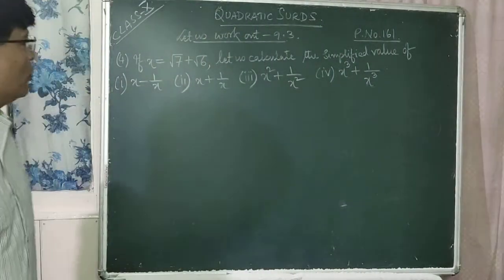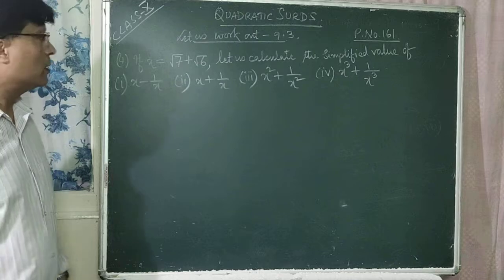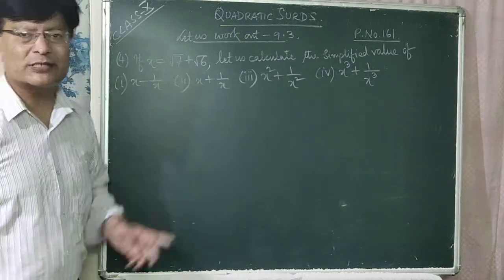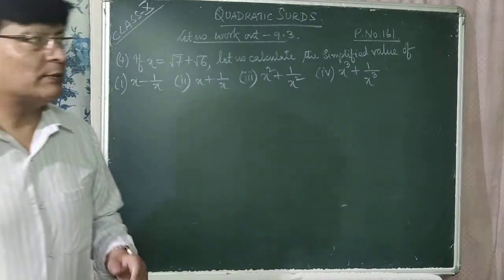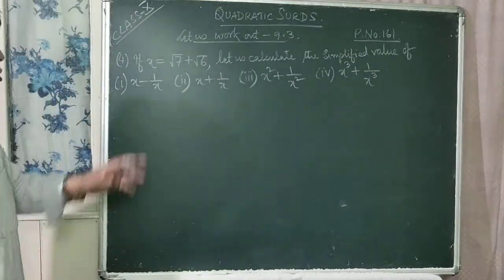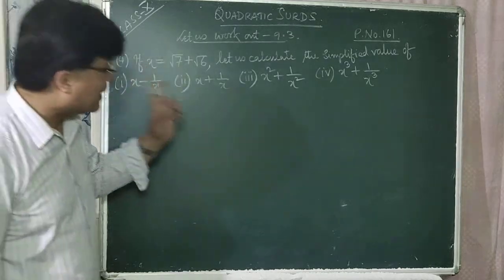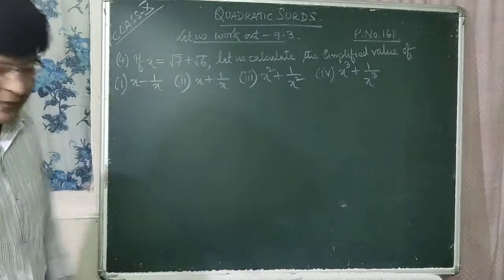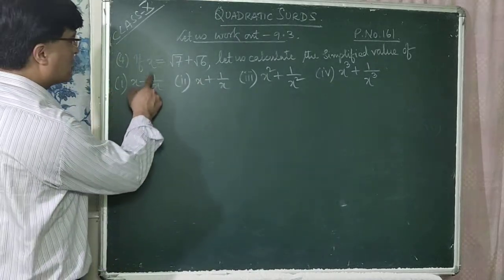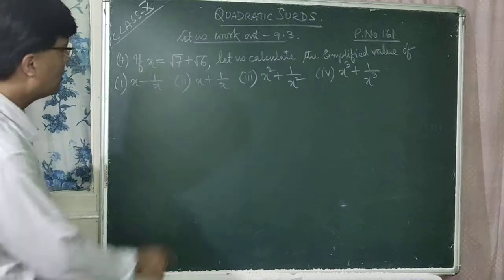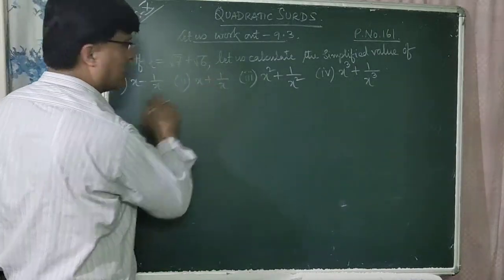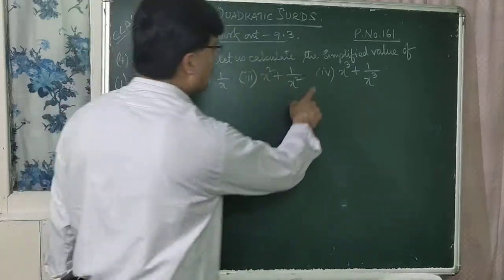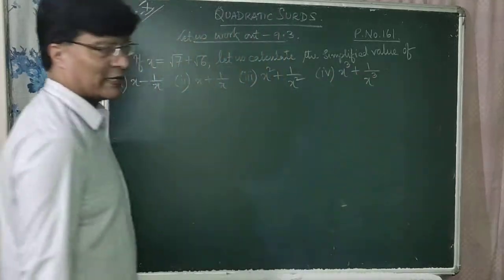So now we will do question number 4. So what is given here? If x is equal to root over 7 plus root over 6, this is the sum. It is given that x is equal to root over 7 plus root over 6. Okay. Let us calculate the simplified values of these 4 expressions. That is, number 1 is x minus 1 upon x. You have to find out its value. Number 2 is x plus 1 upon x. Number 3 is x square plus 1 upon x square. And number 4 is x cube plus 1 upon x cube.